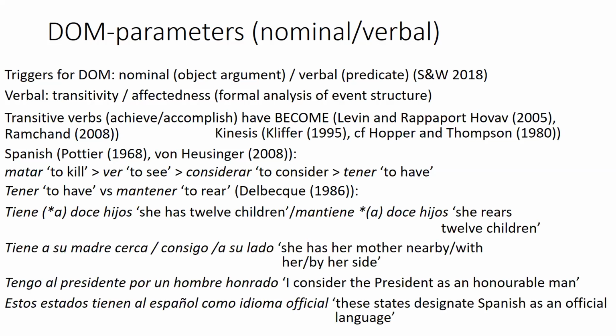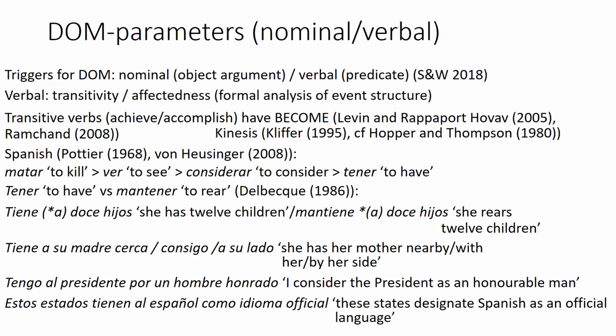There are also some alternating pairs here, which are quite interesting. Tener denoting a possession doesn't take a, but in other meanings or other constructional uses of tener, we've got this: tiene a su madre cerca, consigo, a su lado, etc. This doesn't mean she possesses her mother, but rather she invites her mother to her side, nearby, etc. So tiene a su madre also entails some kinesis or effectiveness.